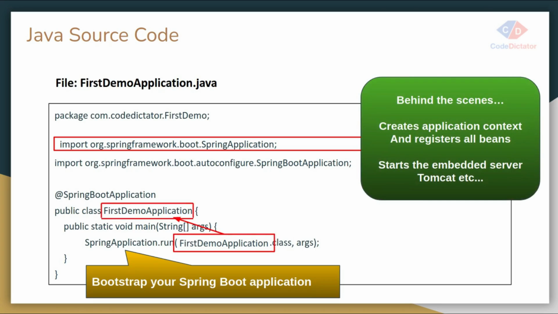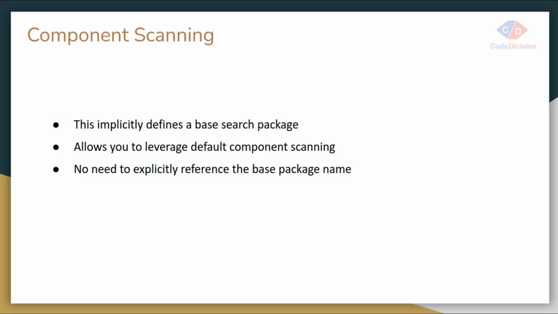So behind the scenes, what exactly is going on? It creates the application context, registers all the beans and starts your embedded server like Tomcat, etc. So your first demo application, which is basically your class name with the help of the class extension, helps us to run the same file. Okay, so now we'll jump into component scan and how it works.